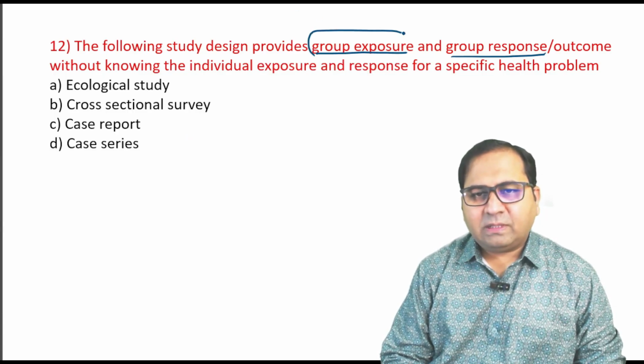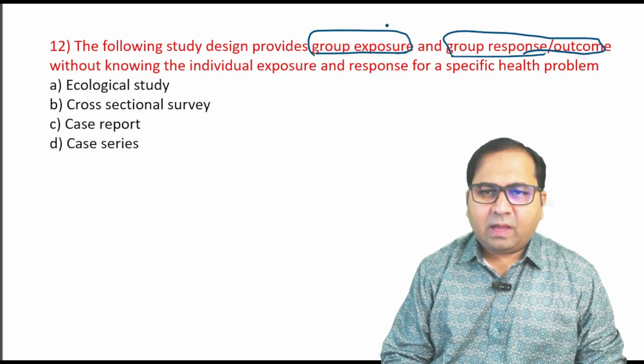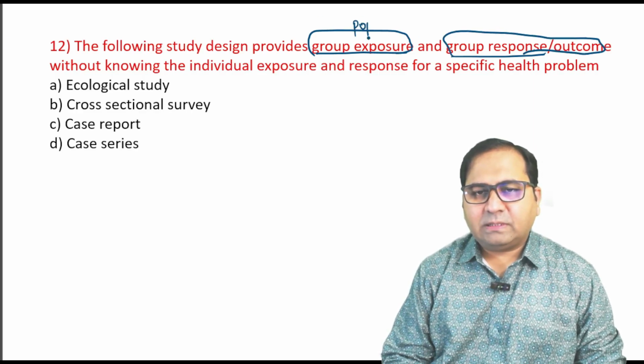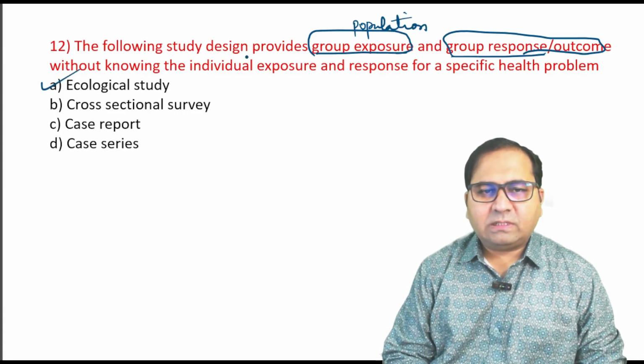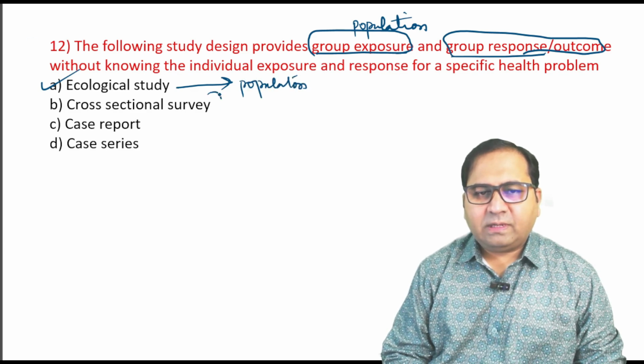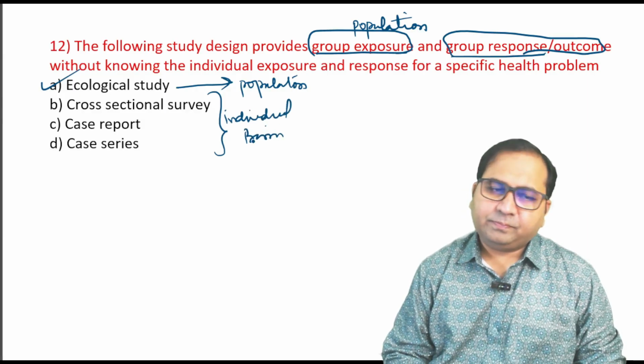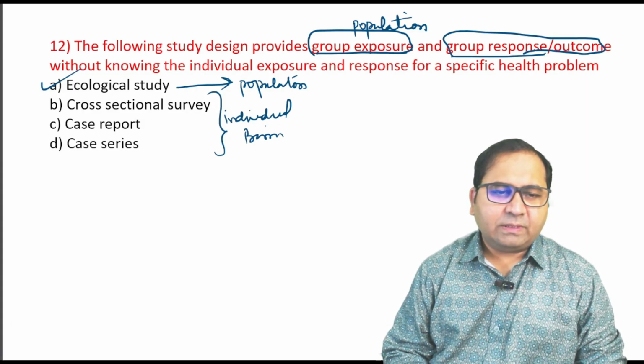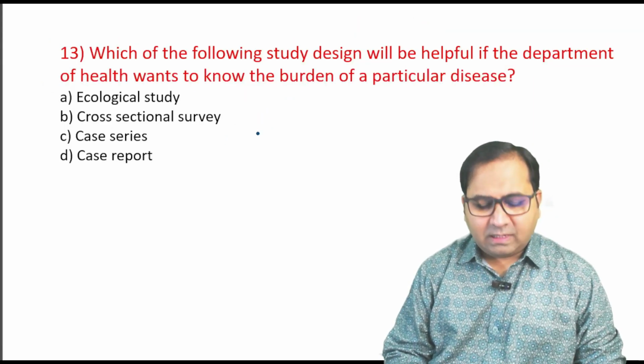Here itself they have mentioned in the question a group exposure and a group outcome. So they are speaking regarding population. So therefore the answer for this question is A. Ecological study, because ecological study deals with population. Rest of the three are individual basis. Next question. Let us see the next question.